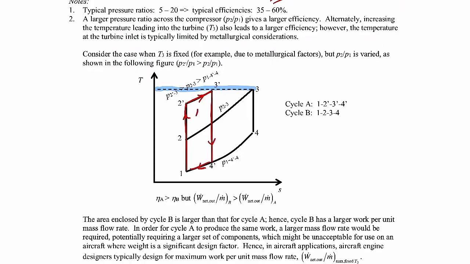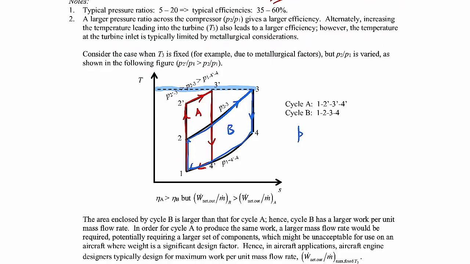So this is our cycle A. And notice that when we go from 2 prime to 3 prime, that's a particular isobar, right? That's our P 2 prime 3 prime. It's a particular isobar. And then the second cycle that we'll consider is going from 1 to 2, not to 2 prime, but just to 2. Then we go along this isobar, then down and repeat the cycle. So this is cycle B.